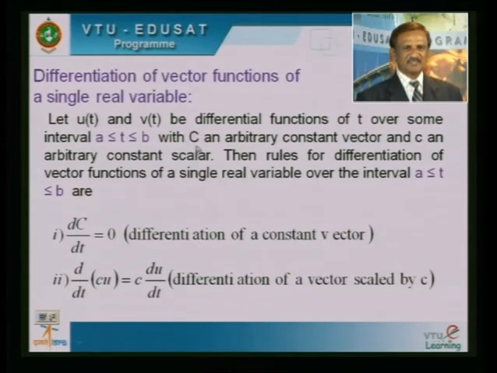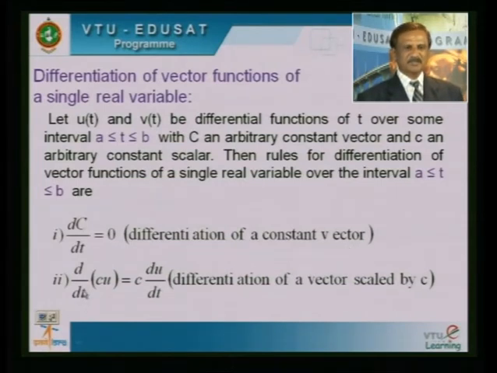Here capital C is a constant vector function. Now I want to differentiate this function with respect to t. How do you differentiate? You can write dC by dt is equal to 0. They have given that it is a constant vector function, and the differentiation of a constant vector is 0.